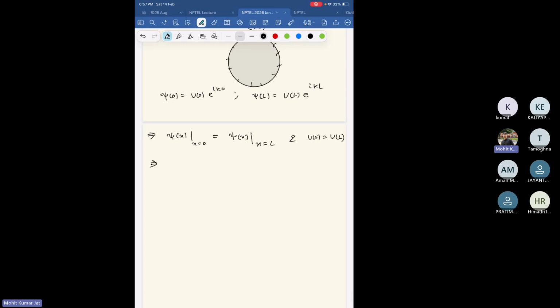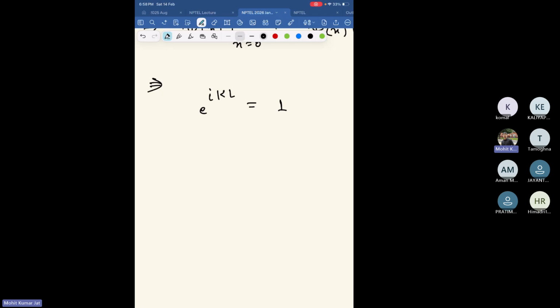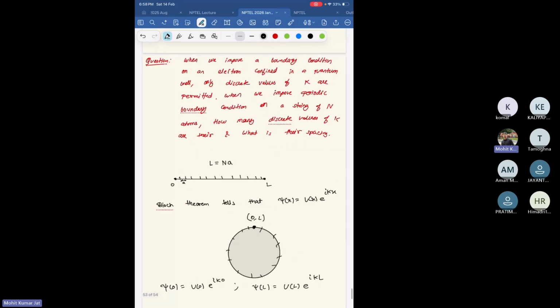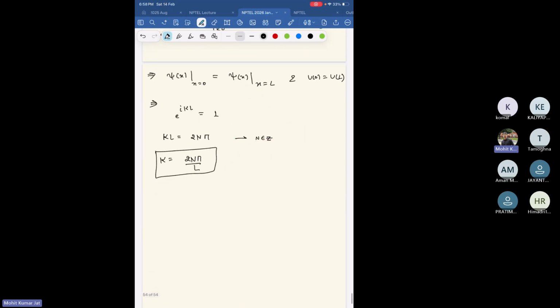If you combine these, what you get is e to the power i k L equals 1. That's only possible when kL equals 2 times some integer times pi, where n belongs to integers. So k is 2n pi by L. This addresses the question of how many discrete values of k there are.